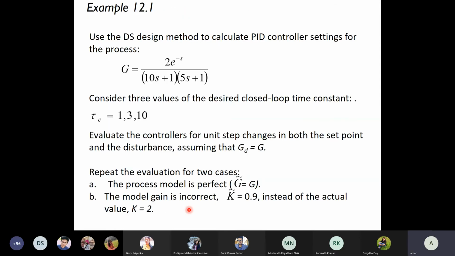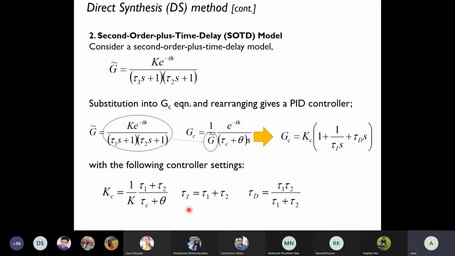Next, I will see the second order with time delay model. In case of a second order with time delay model, my estimated model equation is k e to the power minus theta s by tau 1 s plus 1 into tau 2 s plus 1. So I substitute into the GC and I rearrange.